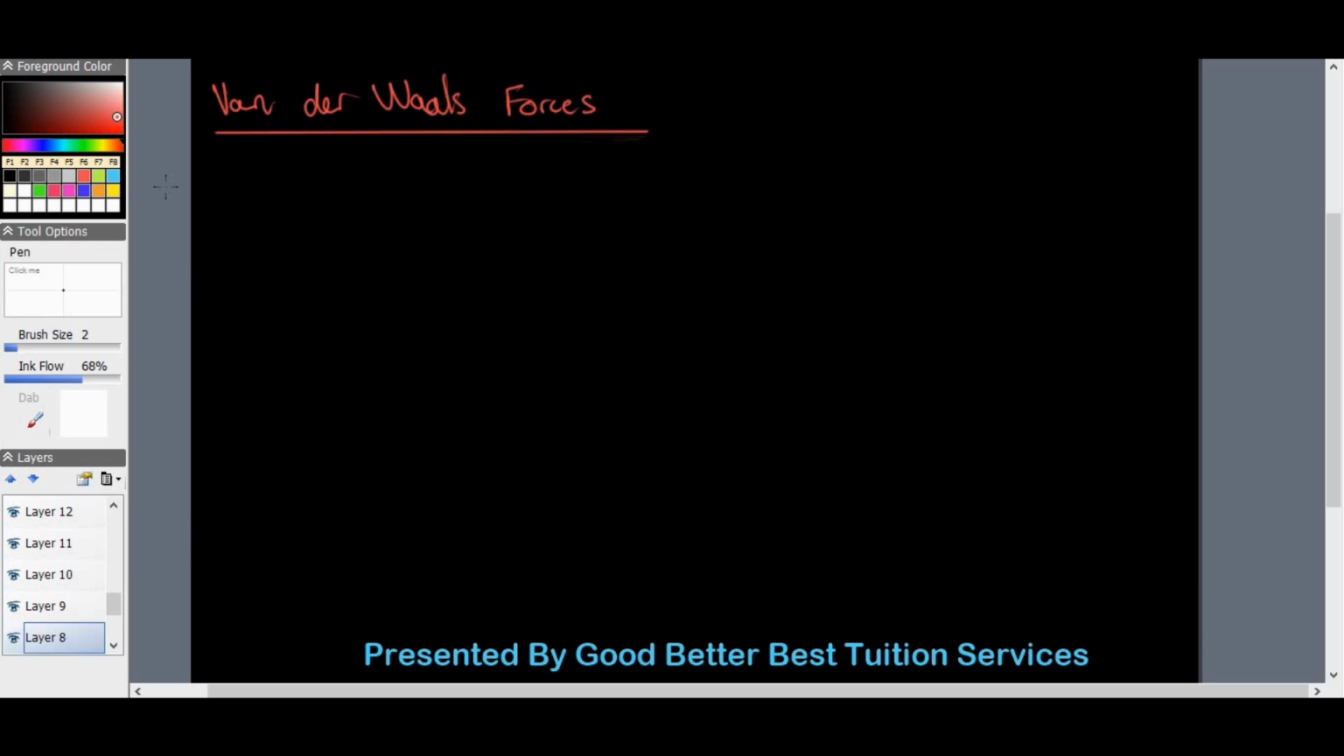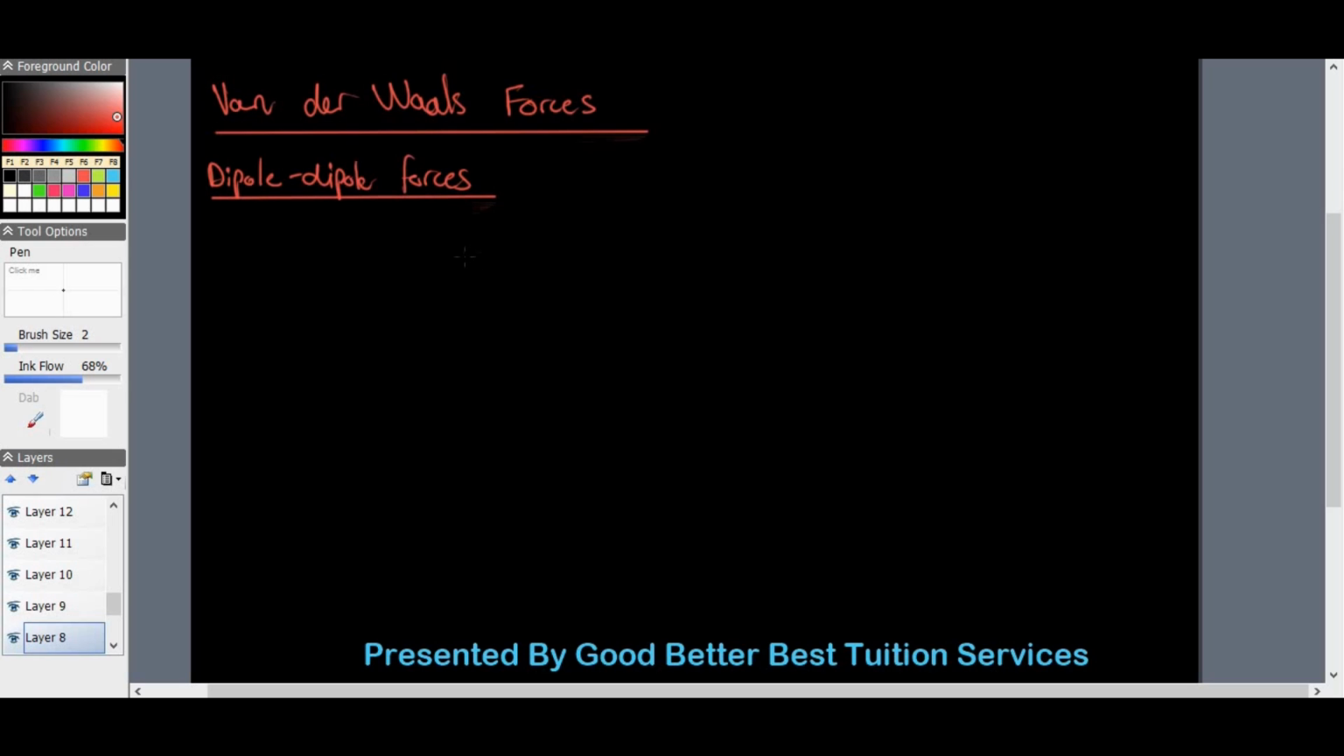All right, van der Waals forces. These are intermolecular forces, particularly those that do not involve ions. Any type of intermolecular force that does not involve ions is called van der Waals forces. The first type of van der Waals forces that we can get is dipole to dipole forces, which I'll demonstrate in a jiffy.